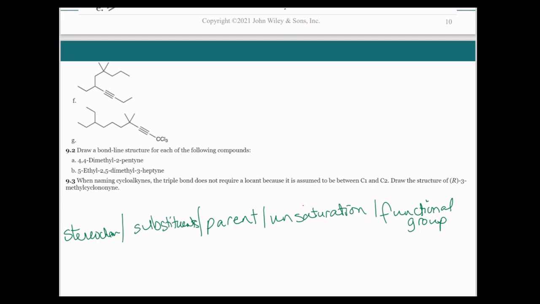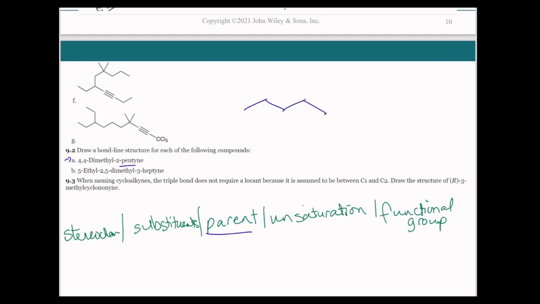For the next couple of problems, we'll be translating a name to a structure. So for 9.2a, we have 4,4-dimethyl-2-pentyne. So we'll begin with the parent, which is pent. Okay, how many carbons is pent? That's 5. Okay, so let's draw a 5-carbon chain.